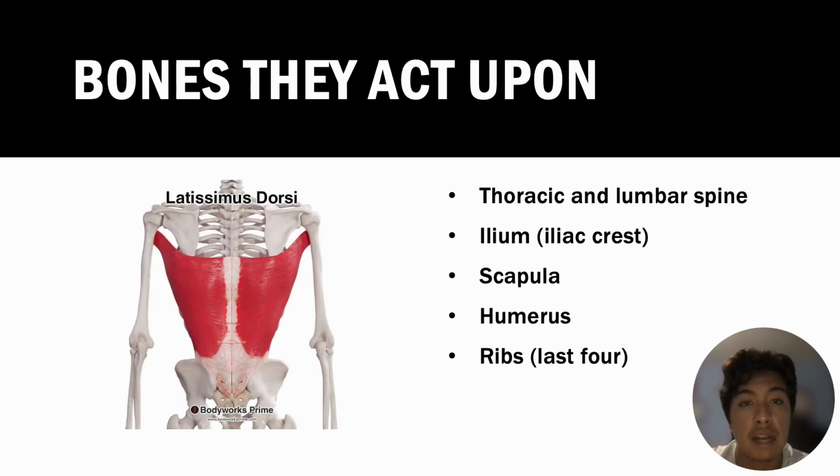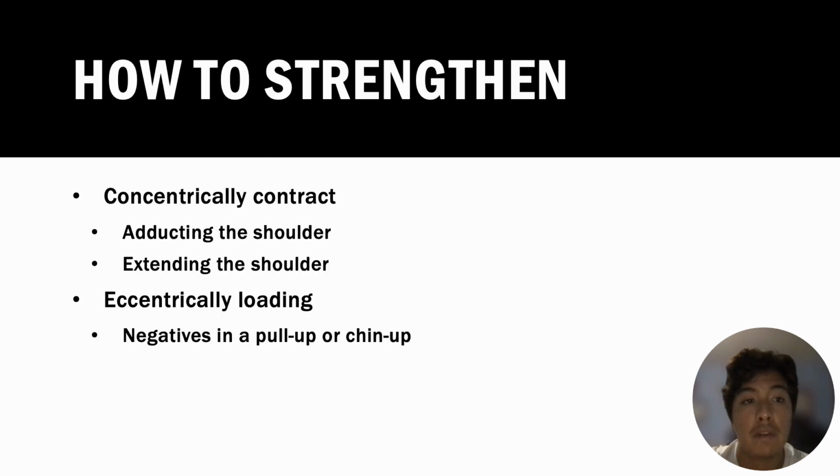The bones the lats act upon are the thoracic and lumbar spine, the ilium, specifically the iliac crest, the scapula, the humerus, and the ribs, specifically the last four ribs on the bottom. There will be another video after this PowerPoint specifically showing how to do some of these movements that I'm about to mention in this slide.